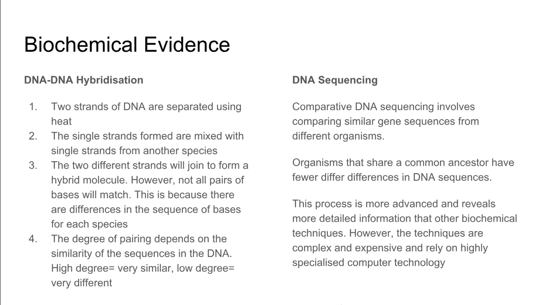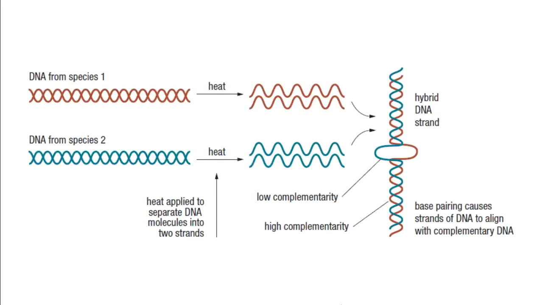And the final one is DNA sequencing, and this is where we compare DNA sequences, and usually these sequences are similar gene sequences from different organisms. Organisms that have a common ancestor do in fact have fewer differences in their DNA. This process is more advanced and reveals more detail. However, the techniques are really complex and expensive, and they do rely on highly specialized computer technology, as well as someone highly qualified to operate the technology itself.